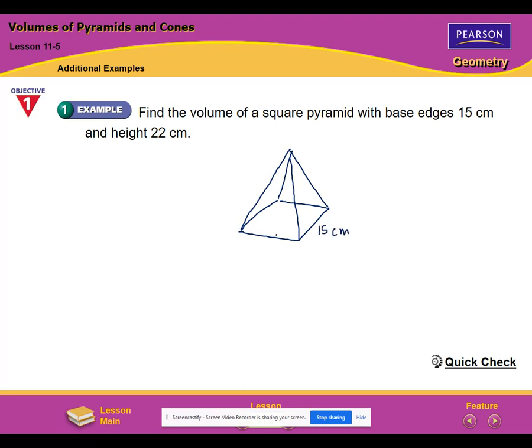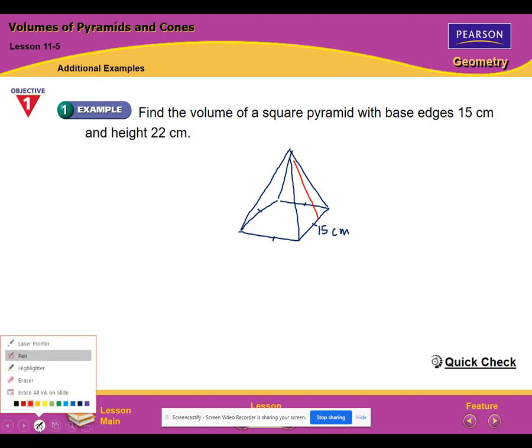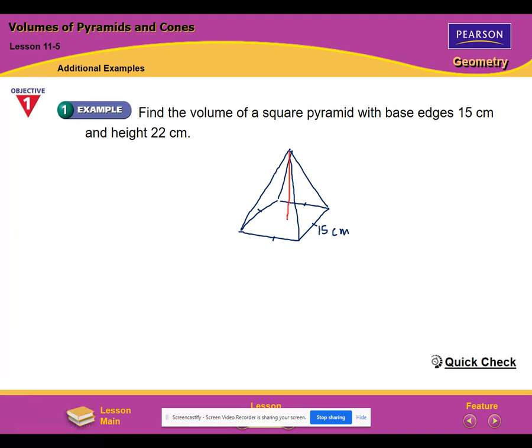So each one of these, all four of these, are the same length. And they're all 15 centimeters. And then the height is 22. Now notice it does not say the slant height, right? That's something different. The slant height was something that did this. And that's not what we're doing. We're talking about a height as in simply up and down, straight up and down. Or probably the better way to say that is that it's perpendicular with the base. Something like this. And they told us that that height is 22.